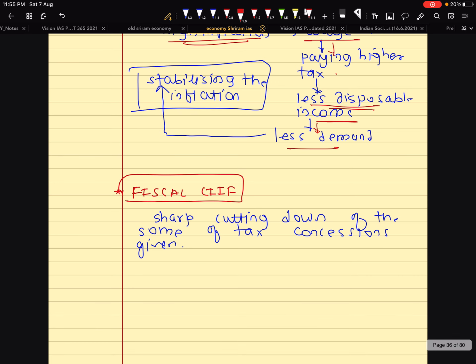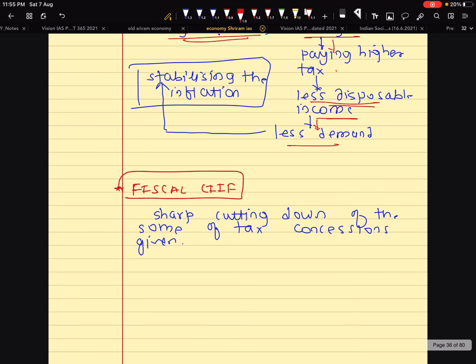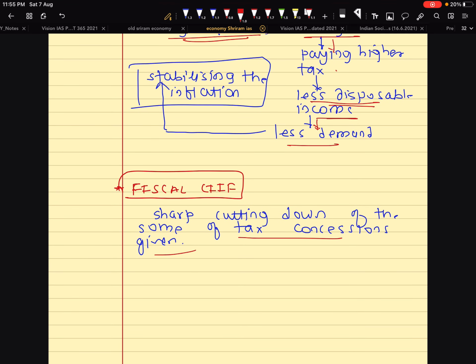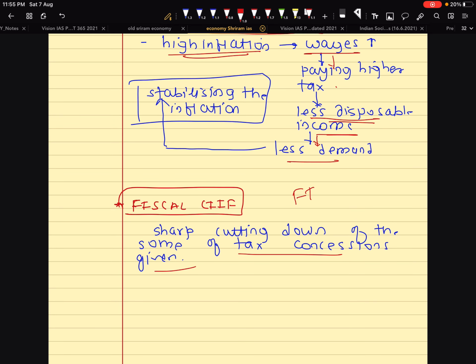Then fiscal cliff, what is meant by fiscal cliff? A sharp cutting down of some of the tax concessions given is called the fiscal cliff. With this we have covered the topic of the fiscal system.